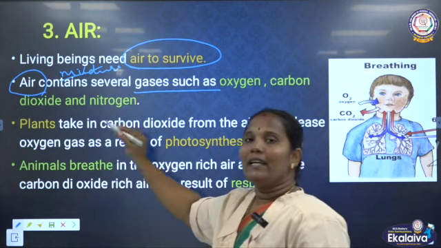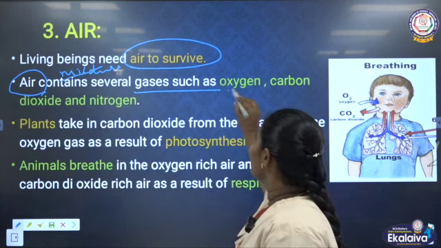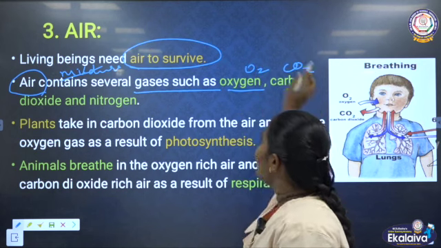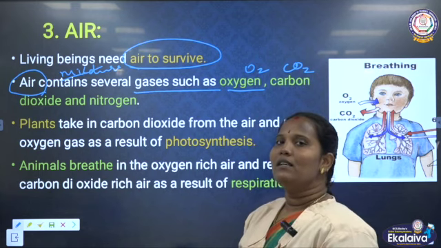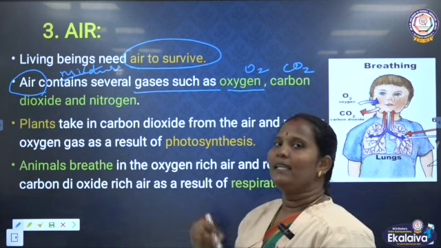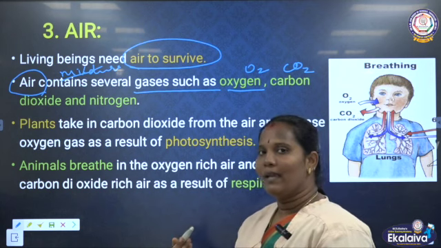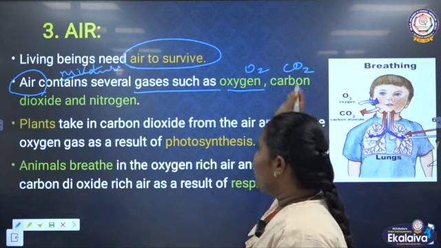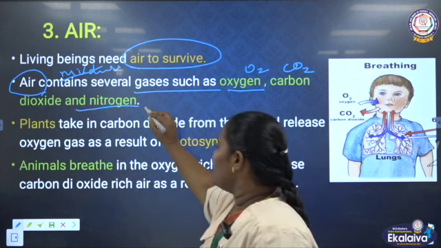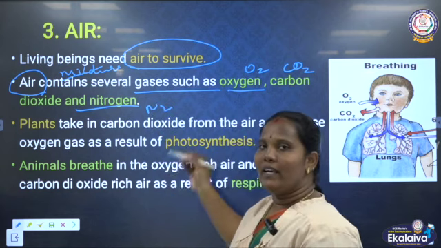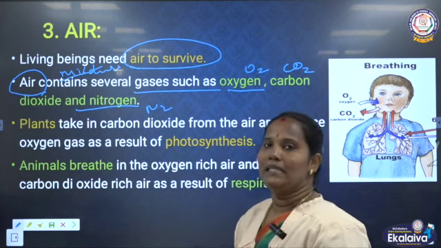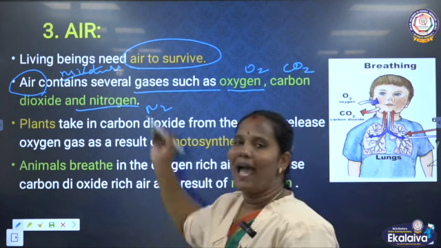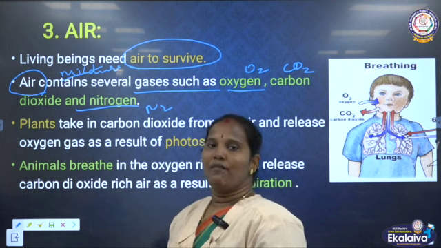So, this air contains a lot of gases. What are the gases? Oxygen, O2. Carbon dioxide, CO2. We know very well about oxygen and carbon dioxide because animals take oxygen, then they let out carbon dioxide. In the same way, plants take carbon dioxide, then let out oxygen. Then nitrogen, N2, and then hydrogen, and many other examples. These gases join together to form air. So, air is a mixture of gases.